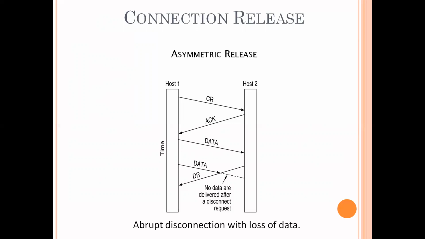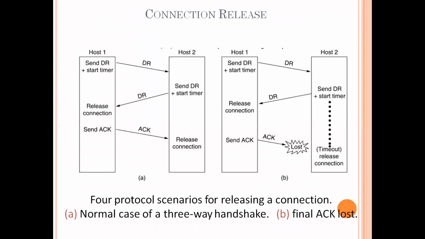This results in the connection being released and the data being lost. The other type of connection release is asynchronous connection release. The more significant release protocol needed to avoid data loss is to use asymmetric release, in which one direction is released independently of the other one. Here, a host can continue to receive data even after it has sent its disconnect data.